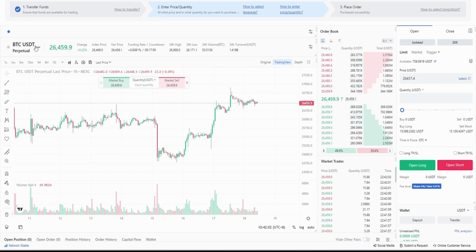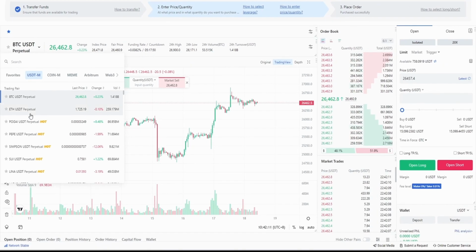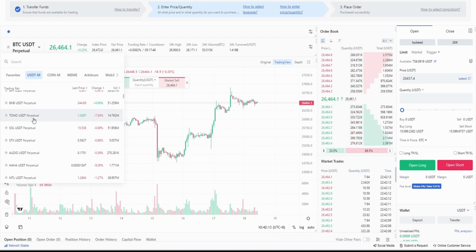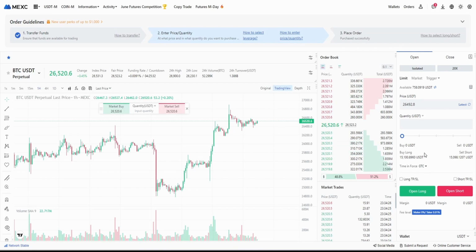Now, if I go to the top left right over here, this is the currency pair that I'm currently trading. So I have USDT and I'm trading for BTC or Bitcoin. Now, I can look at all of the available trading pairs over here by simply scrolling down. I can see there are a ton of trading pairs available. Next, let's briefly look at the order book.